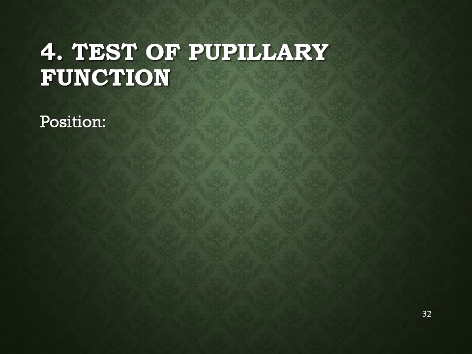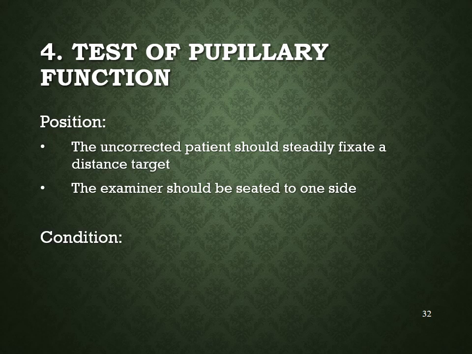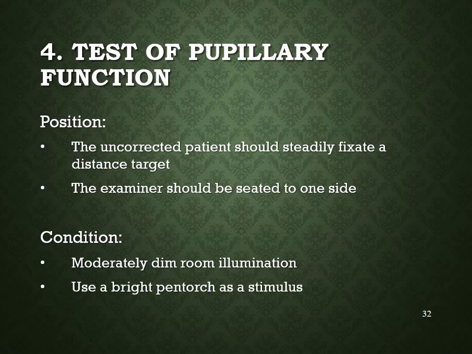For the test of pupil function, you need to make sure that the uncorrected patient steadily fixates at a distant target and the examiner is seated to one side. The room should have moderately dim illumination, and please use a bright pen torch as a stimulus.